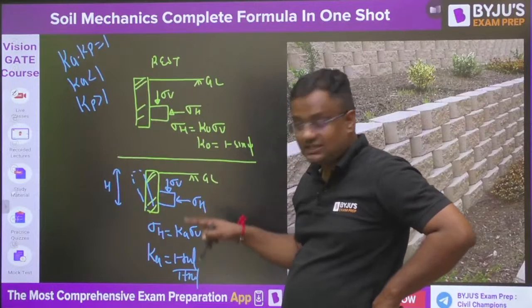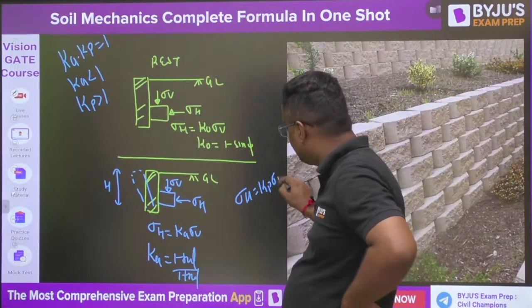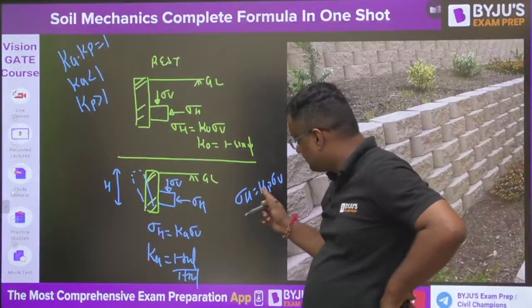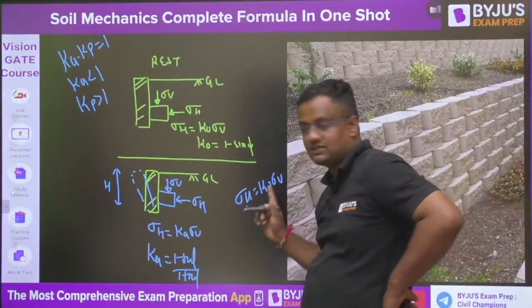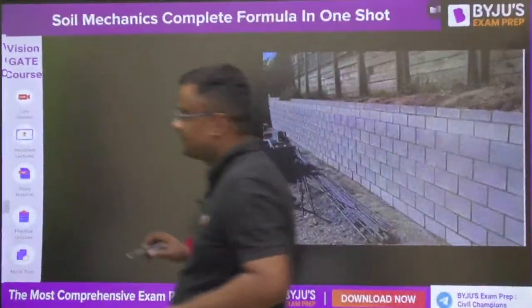In Kp condition, sigma h is equal to Kp into sigma V. There Kp is greater than 1. So this will be the major stress and this is the minor stress. Now all these formulas are not correct, guys. Let me tell you why.